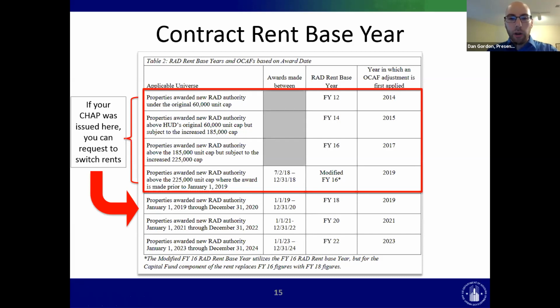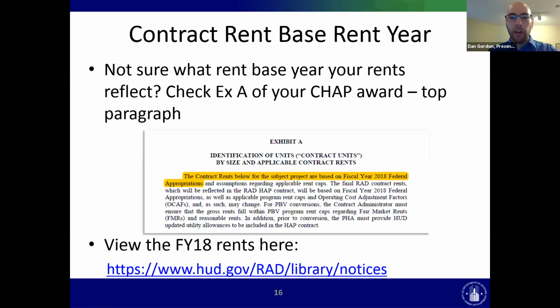And if that's something that you would want to do, you can let us know. And if you're not sure which RAD rent base year applies to you, you can look at the first sentence of the Exhibit A of your CHAP, and it'll explain which base year your contract rents are based off of. And again, the link for the current rents is shown right here.